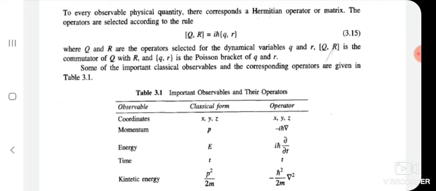As we know, the momentum is represented with p, and its operator is minus i h cross del. Del is nothing but i cap dou by dou x plus j cap dou by dou y plus k cap dou by dou z. Similarly, energy is classically denoted with the symbol E, and its operator is i h cross dou by dou t. Energy is time dependent and momentum is position dependent.